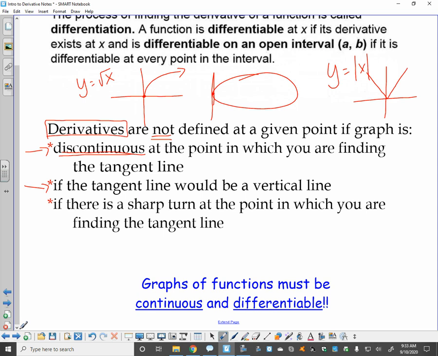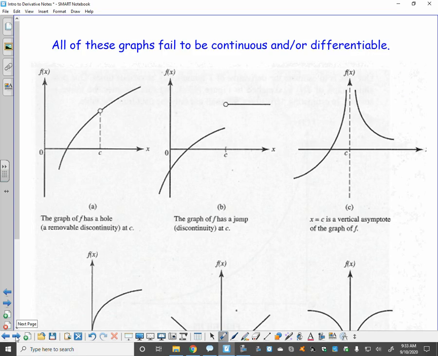Graphs of functions must be continuous and differentiable. All of these graphs fail to be continuous and/or differentiable. Check them out. The first one's not continuous. It has a hole. The second one is not continuous. It has a jump discontinuity. The third one is not continuous. It has a vertical asymptote. So there are your three types of discontinuity.